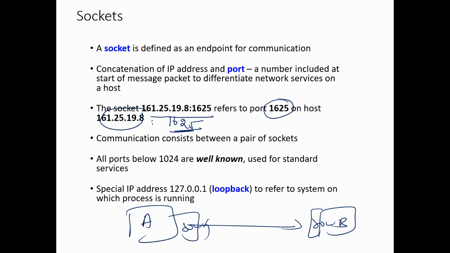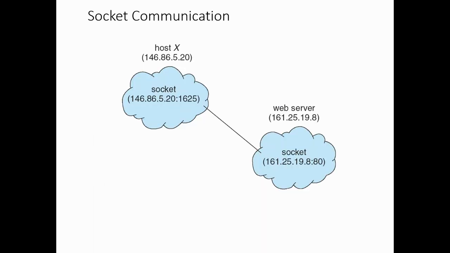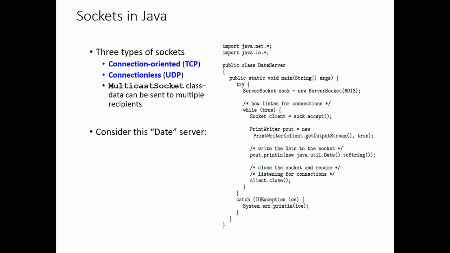Then there will be a special IP address called 127.0.0.1, which is called the loopback IP address, which refers to the system where the process is running. With the help of this IP address, I can track how the process gets run. Clear? That's a special IP address. Clear about what a socket is all about? It defines the endpoint for your communication with the help of the port address. Now, there are three types of sockets in Java: connection oriented, connectionless, and the multicast socket class, where data can be sent to multiple recipients.